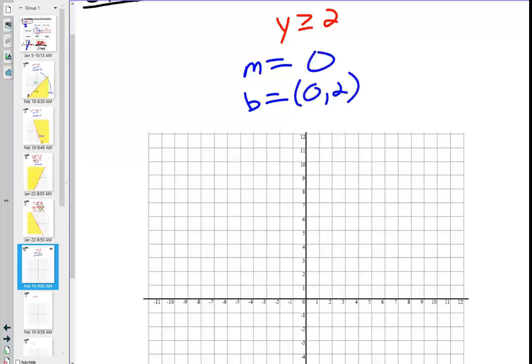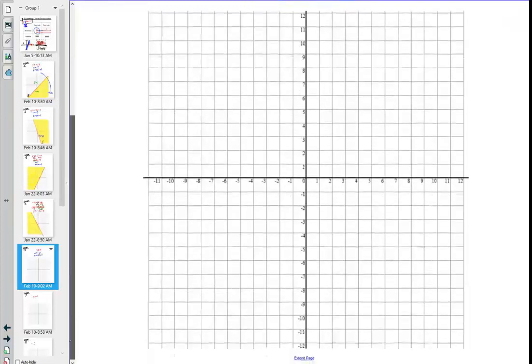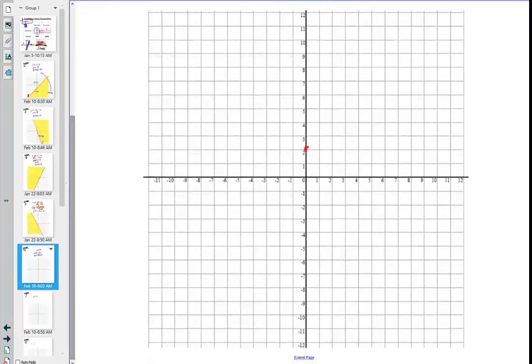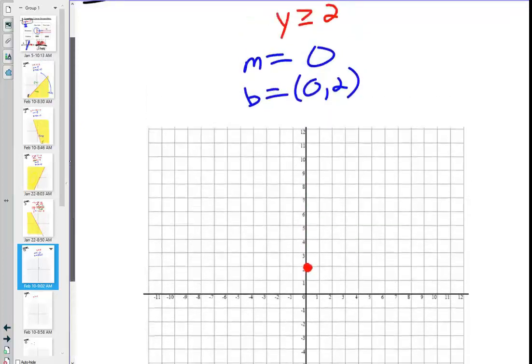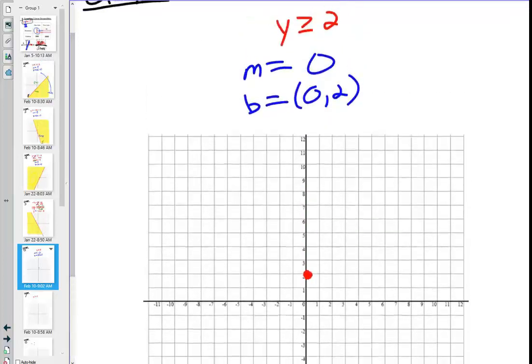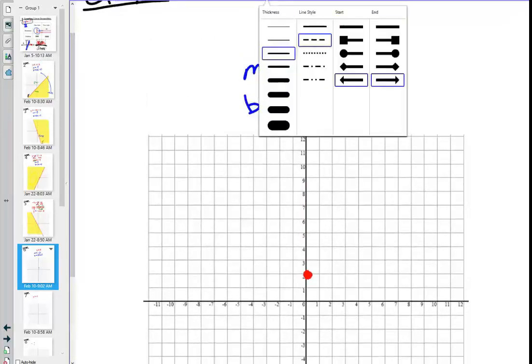Because you think y, and you think up and down. So let me draw a vertical line. No. Find 2 on the y-axis. Your line is 1 point. And then draw a horizontal line through it. Now, Hiram, is that going to be solid or broken? Good, solid.